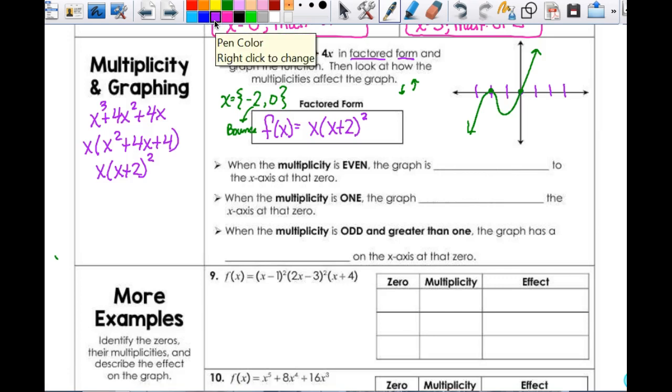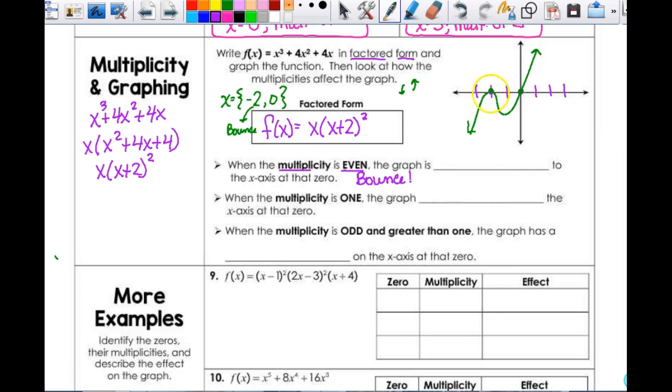We have said that when the multiplicity is even, the graph is blank to the x-axis at that 0. So what I told you the other day was, this is where we get our bounce from, right? But that's not a technical term. And bounce wouldn't fit in the blank. We can't say the graph is bounced to the x-axis. Makes no sense. So I want you to think about what word actually goes in that blank. Just think for a second. When the multiplicity is even, the graph is blank to the x-axis at that 0.